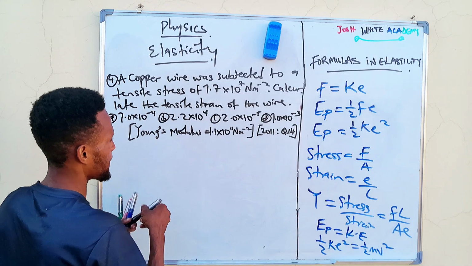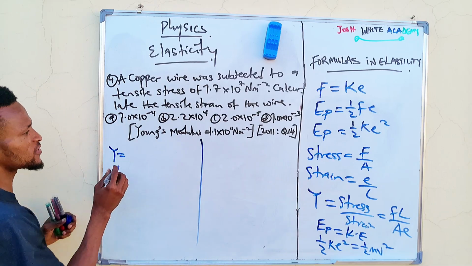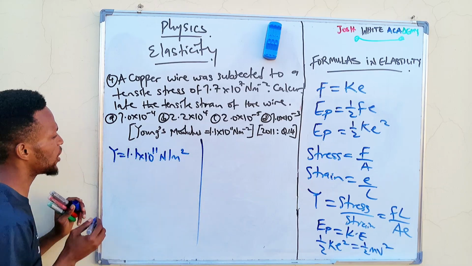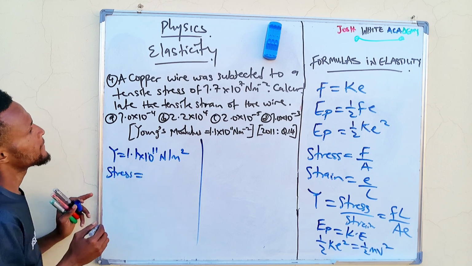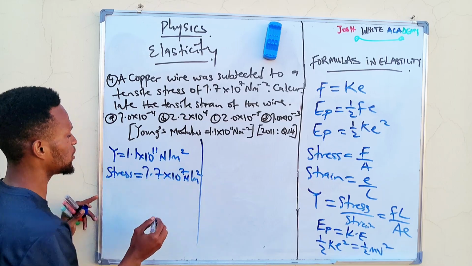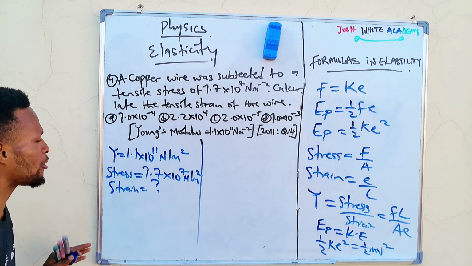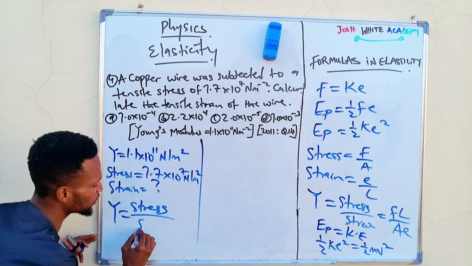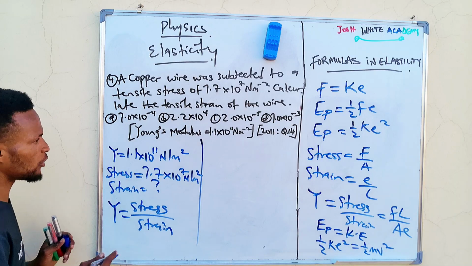So let's write down our data. Our Young's modulus is 1.1 times 10^11 Newton per meter square. Our stress is 7.7 times 10^7 Newton per meter square. Our strain is what we are looking for. So simple, from our formula, Young modulus is equal to stress divided by what? Strain.